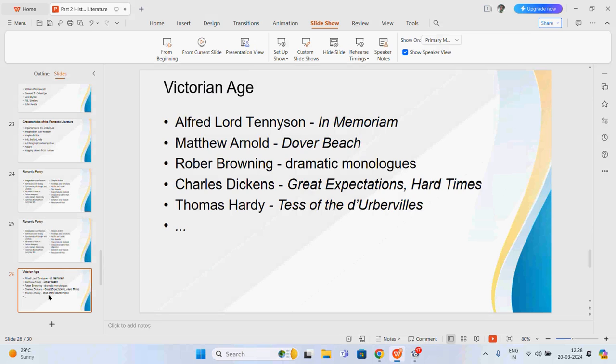We also have novels being written in the Victorian age. Several novels were written during this age. Two novelists are mentioned there: Charles Dickens, who wrote Great Expectations and Hard Times, among other novels. Thomas Hardy's Tess of the D'Urbervilles is given there as an example for you.